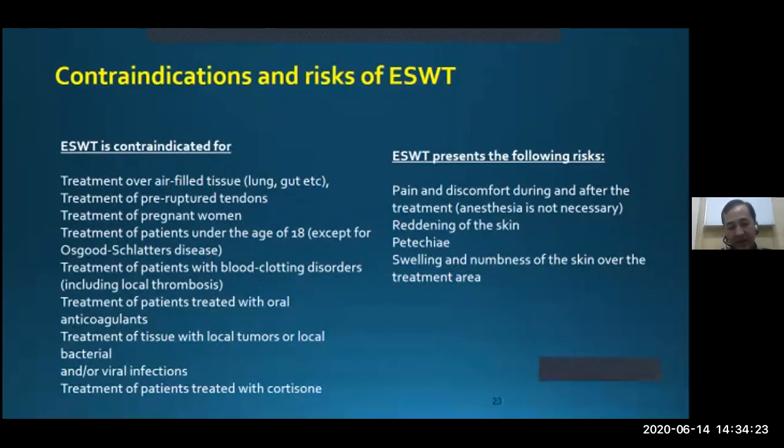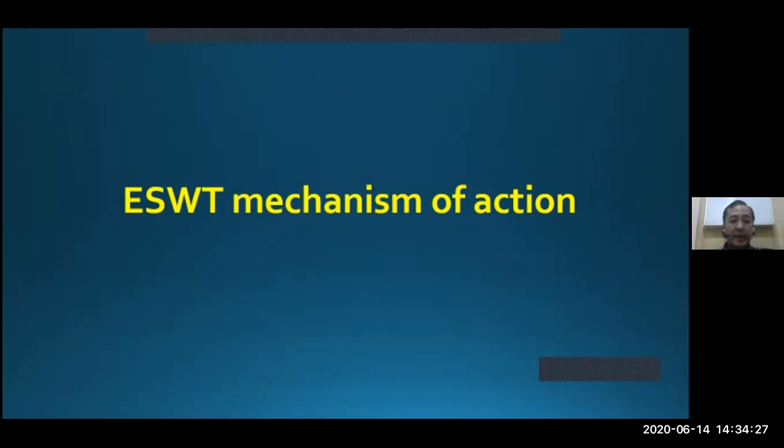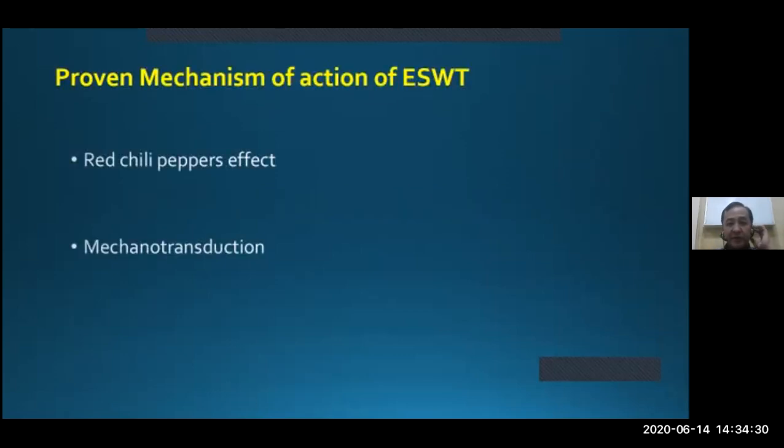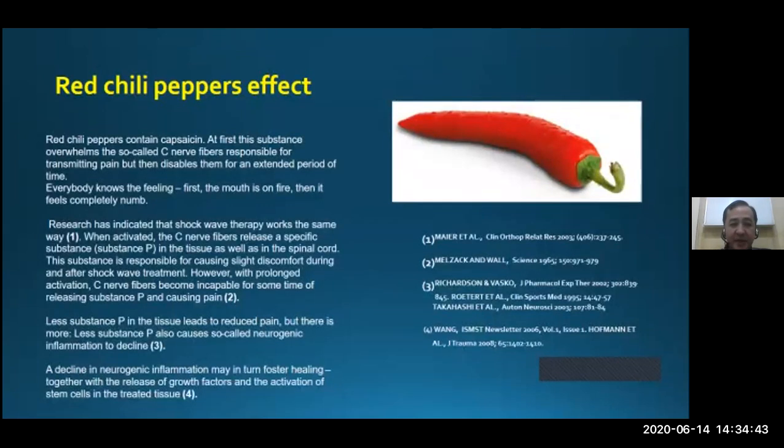So what is the mechanism of action of shockwave? In general, there are two proven mechanisms of action of shockwave. First is the red chili pepper effect, and the second is mechanotransduction. What is the red chili pepper effect? We know that red chili peppers contain capsaicin, and this substance overwhelms so-called C fibers. C fibers are responsible for transmitting pain, but then they are disabled for an extended period of time. Everybody knows when we eat too much chili, first the mouth is on fire, then it feels completely numb after that.